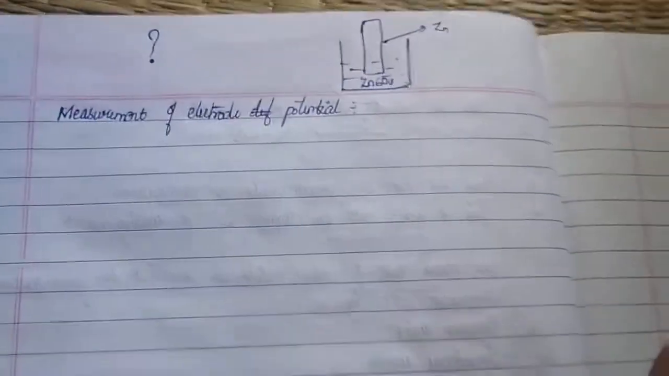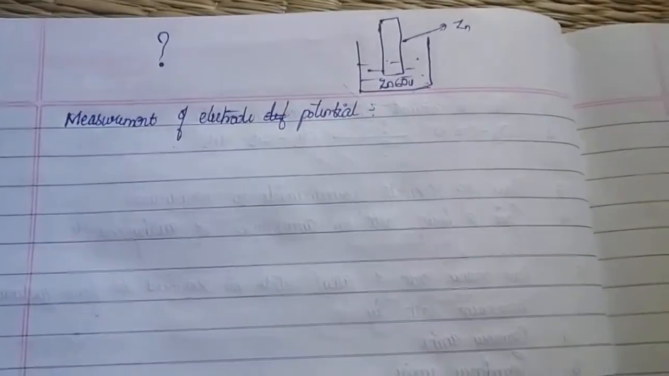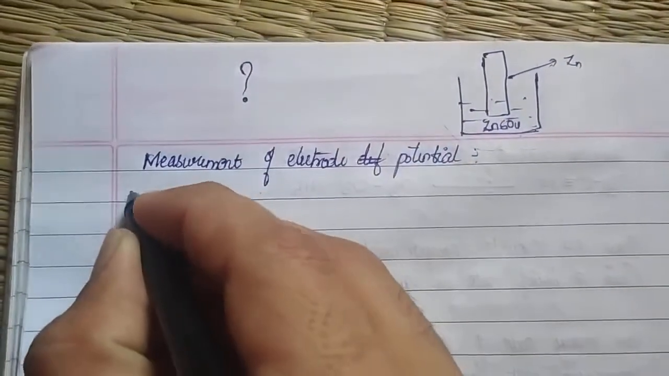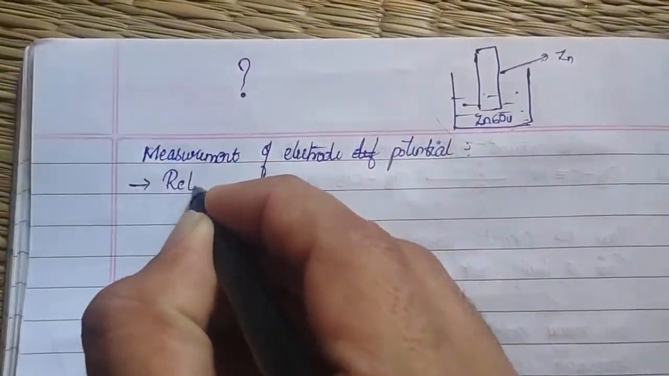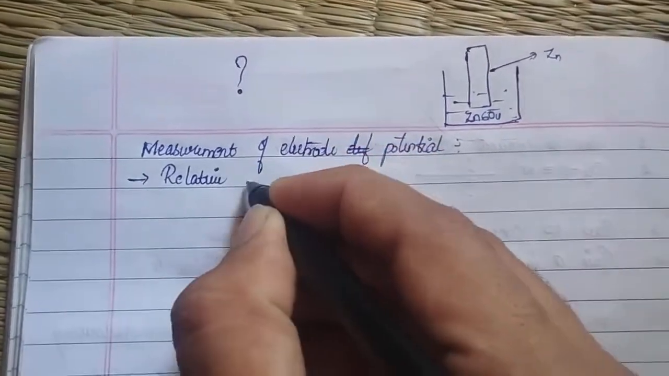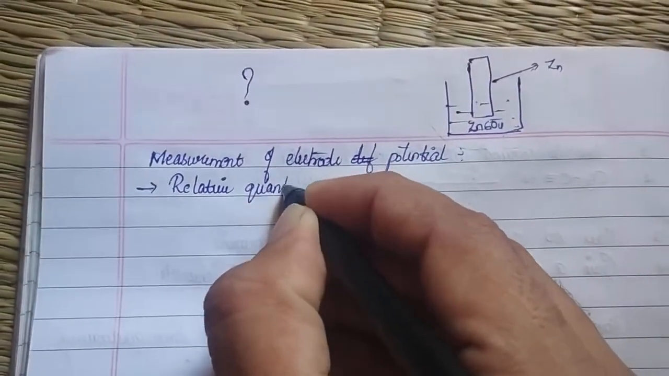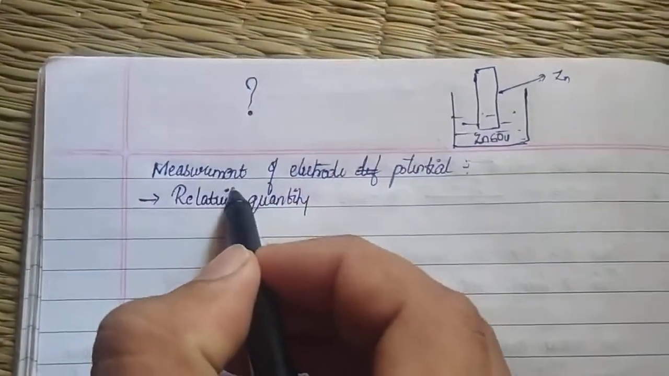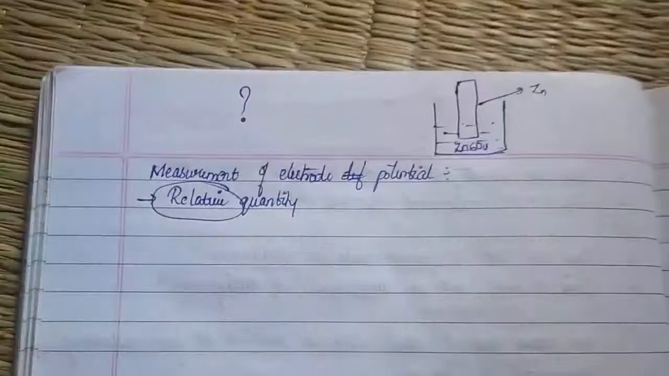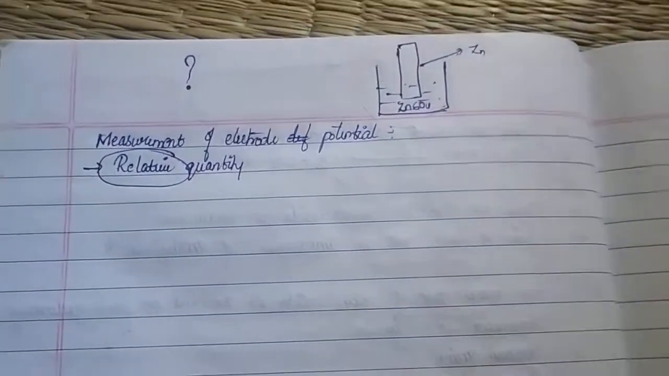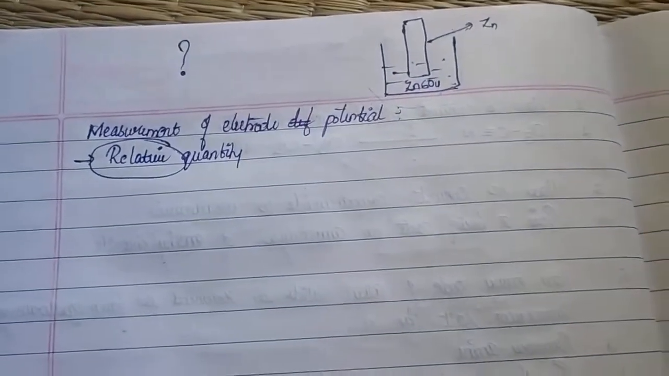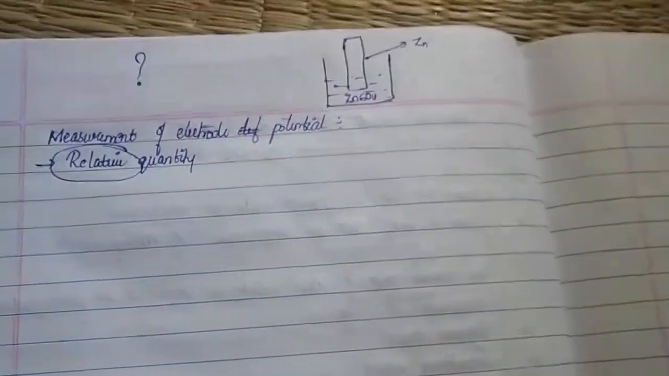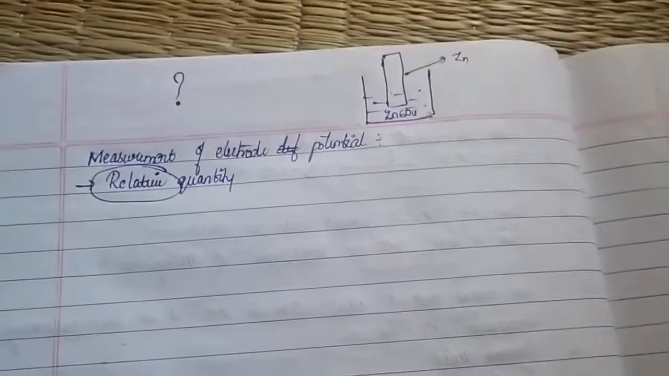But remember guys, whenever we are measuring the electrode potential, one important thing you have to remember. What is that? Electrode potential is a relative quantity. It is not an absolute quantity. That means relative, we have to compare it with something else. For example, when you are going with physics, relative velocity. How are we calculating the relative velocity? You are comparing the velocity with some other moving object. The same scenario over here.